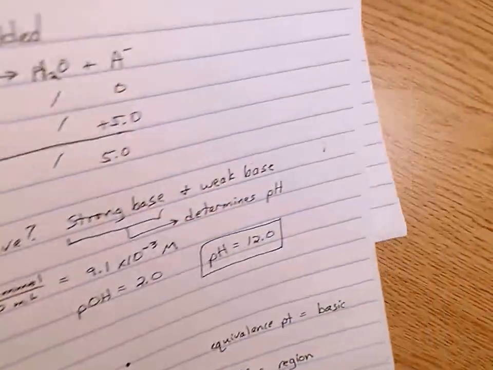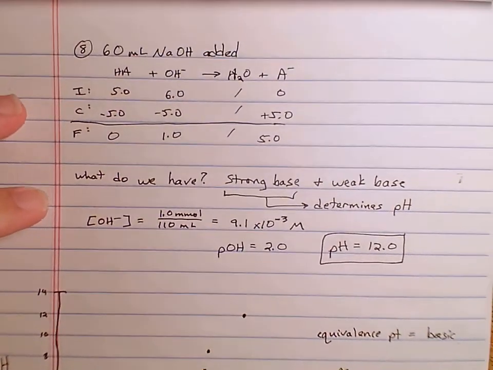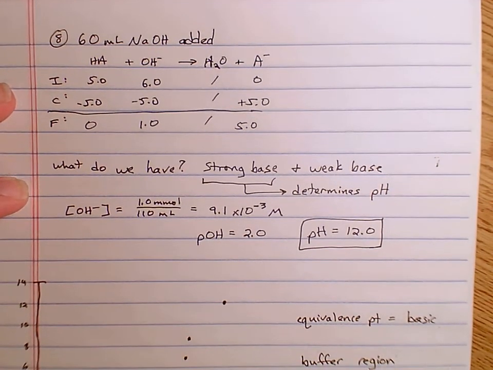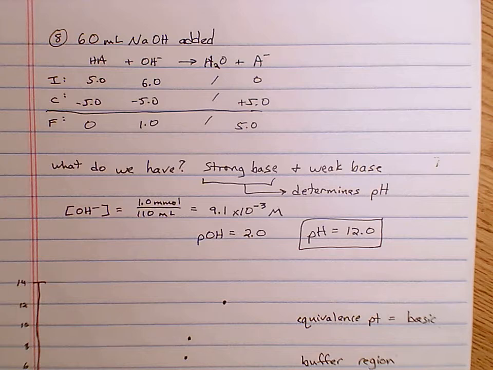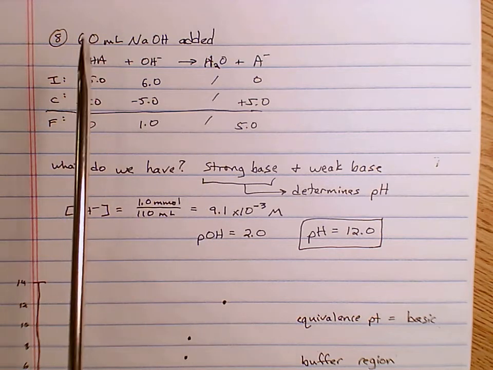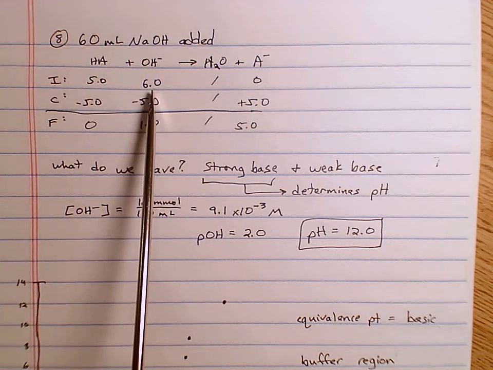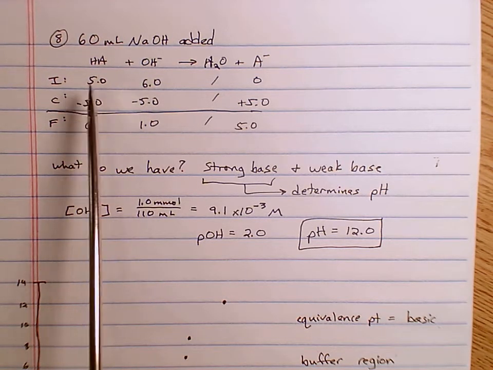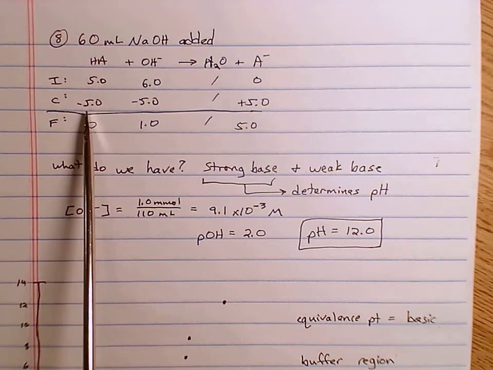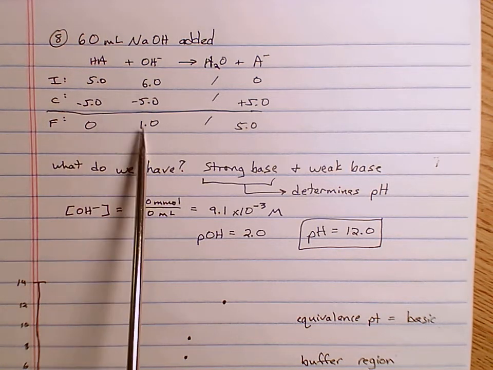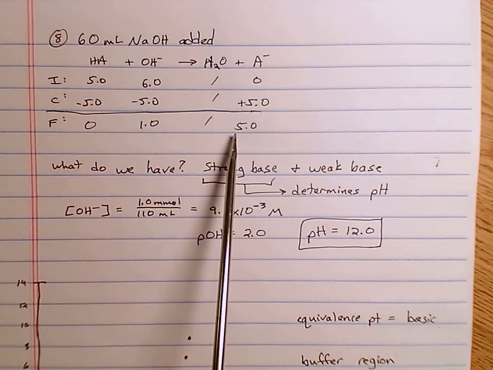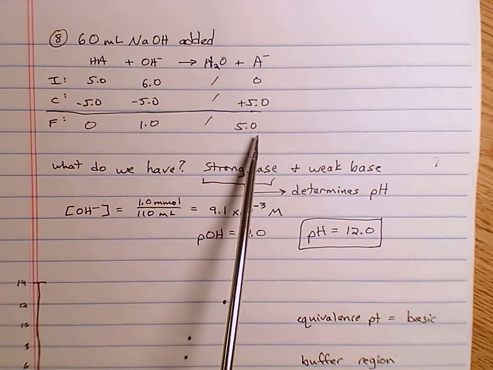Well, let's keep adding some more base, and we're not going to go as crazy as we did with a strong acid. Let's just do one more time. Let's add 60 milliliters total of NaOH. And with 60 total milliliters of NaOH, now we've got 6.0 millimoles of OH minus, 5 millimoles of HA. HA, our original acetic acid, is now our limiting reagent. There's none of that left. We've got 1 millimole of OH minus left over, and we also have 5 millimoles of A minus.